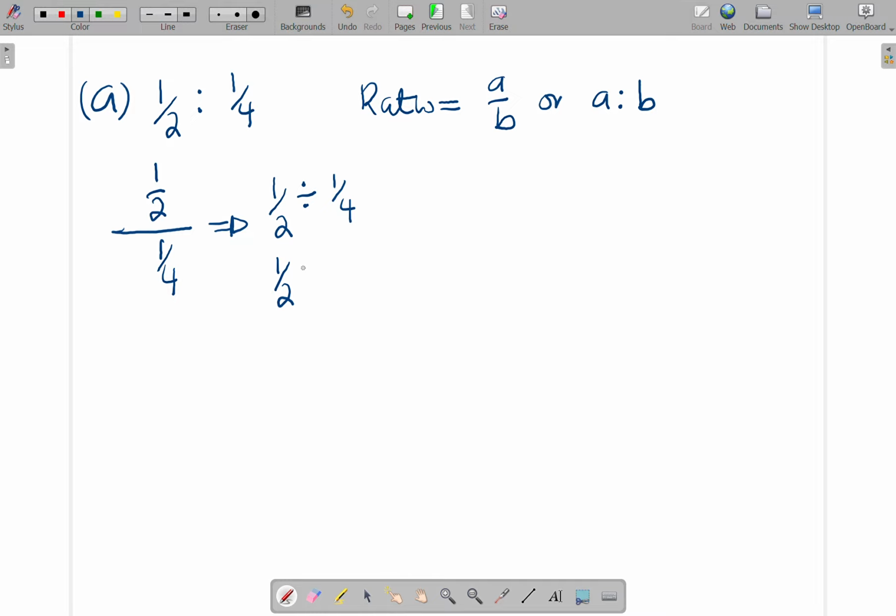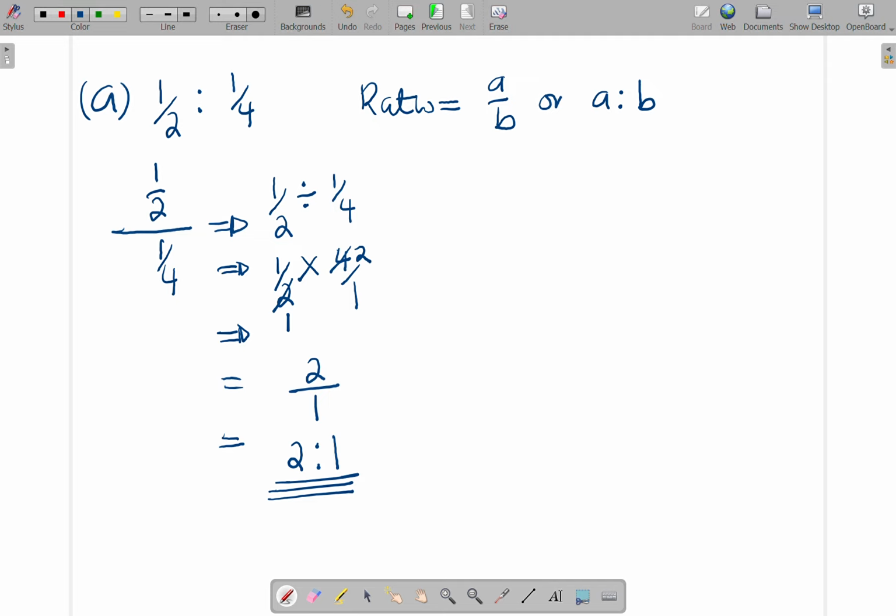Now let's change the sign and swap this to 4 over 1. That's what I meant by change sign and swap. So this is now going to be 2 there is 1, 2 there is 2. In the numerator I'm going to have 2, in the denominator I'm going to have 1. Therefore in ratio notation this is 2 to 1, and I'm done.